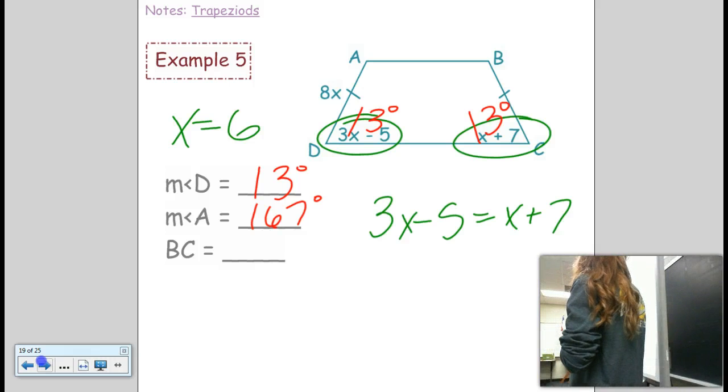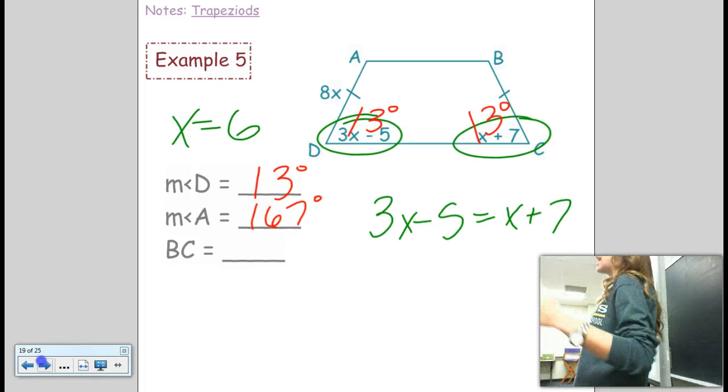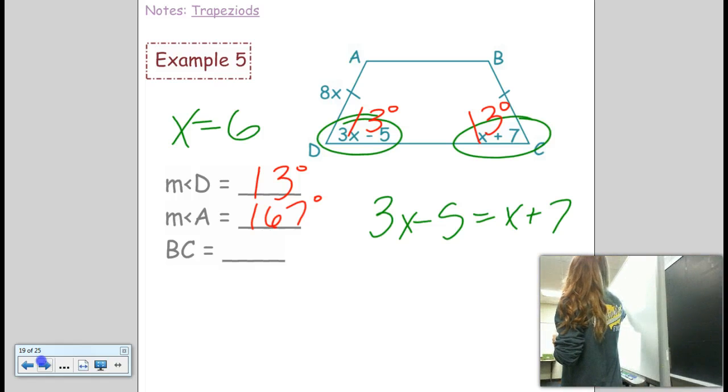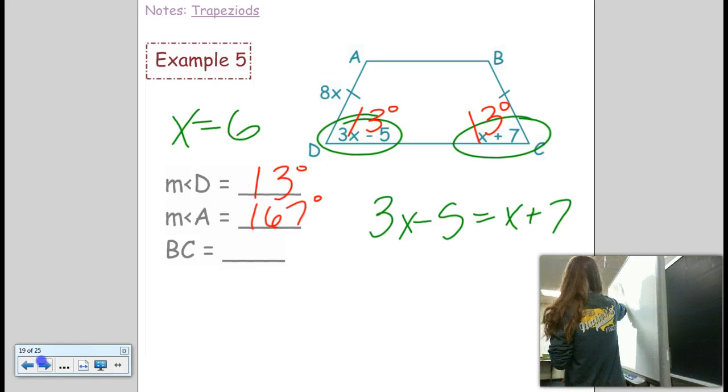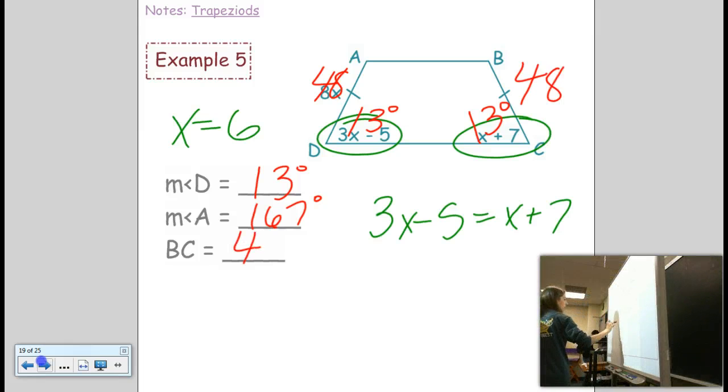And then 8 times 6. We've now moved from angles to sides. 8 times 6. 48. I thought you were saying 37. 48, and those legs, yep, they're congruent. So if one leg is 48, the other leg is 48.